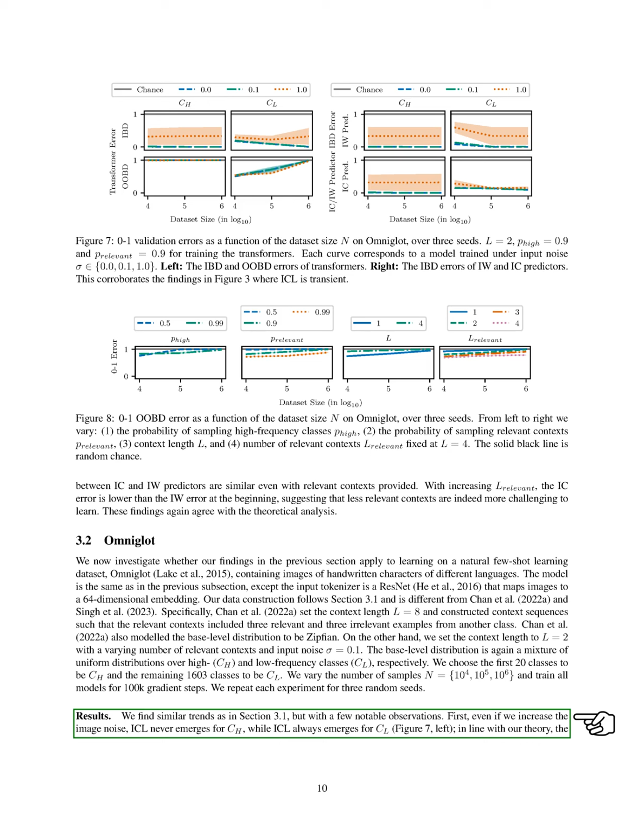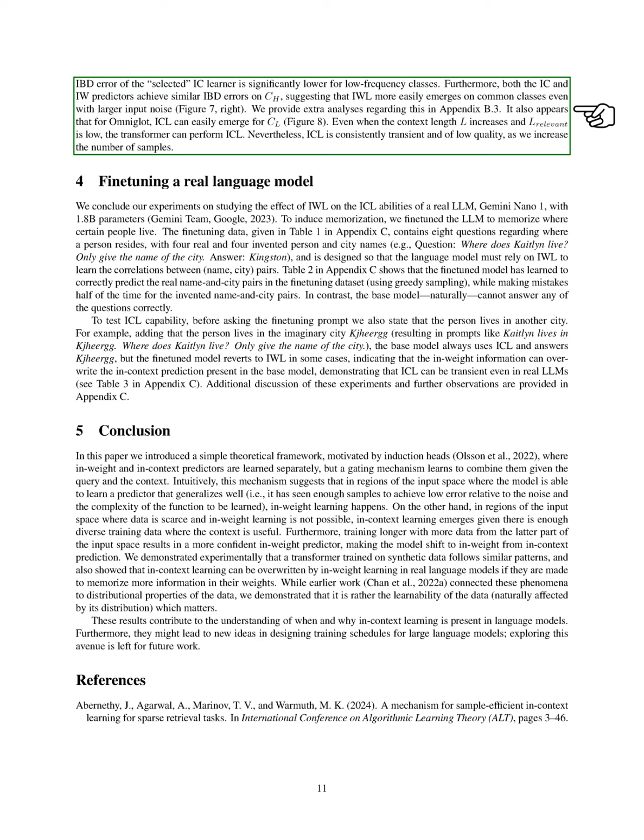This aligns with our theory, as the in-batch distribution, IBD, error for the chosen IC learner is much lower for low-frequency classes. Additionally, both the IC and in-weight, IW, predictors show comparable IBD errors for high-frequency classes, indicating that IWL is more likely to occur for common classes, even with increased input noise. We delve deeper into this in the appendix.